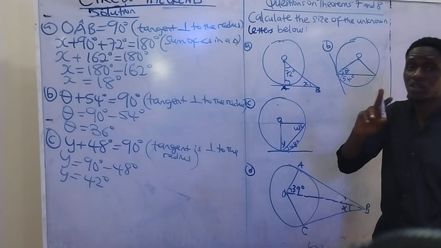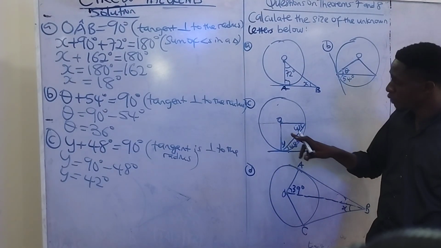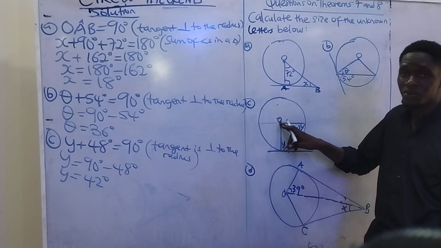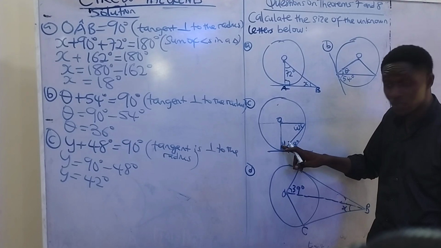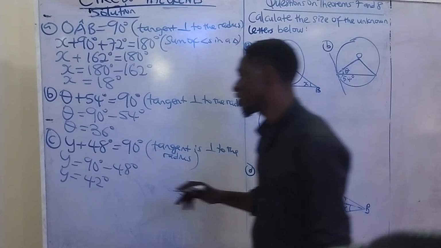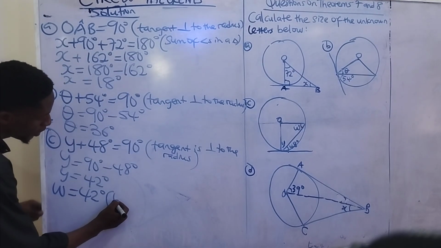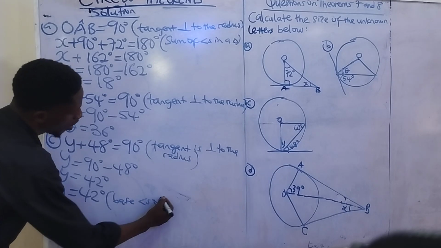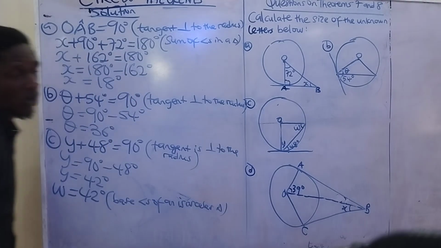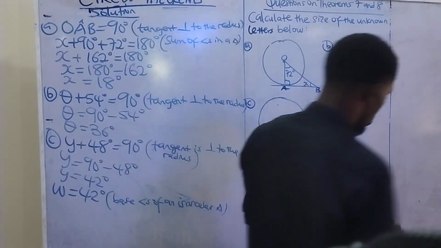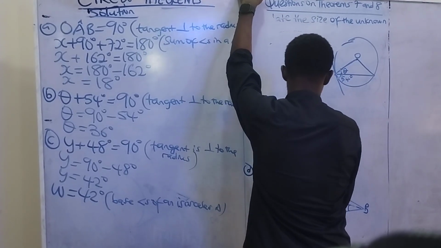This is one of the theories we started with. So we have a chord here. When we have a chord and an angle is formed at the center, the base angles of these are equal. So any value here is equal to the value here. So it means that our W is also equal to 42 degrees. Base angles of an isosceles triangle are equal. And that is how to go about this particular one. So let's go to the last question there.